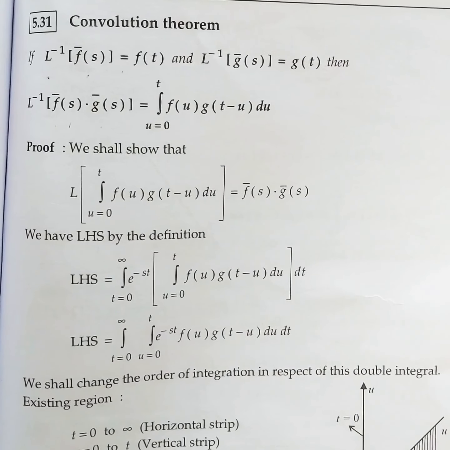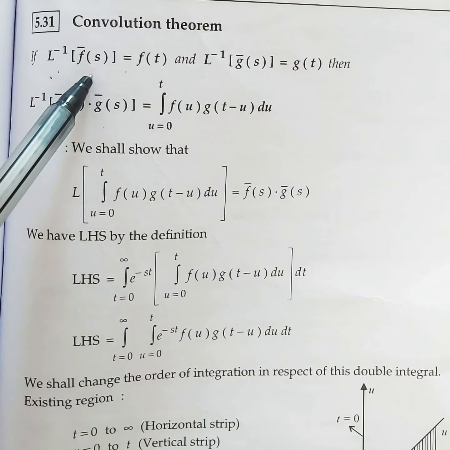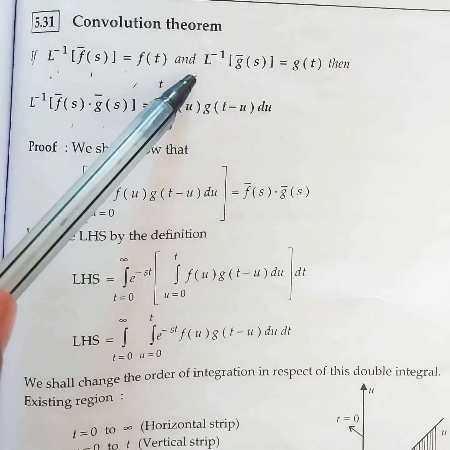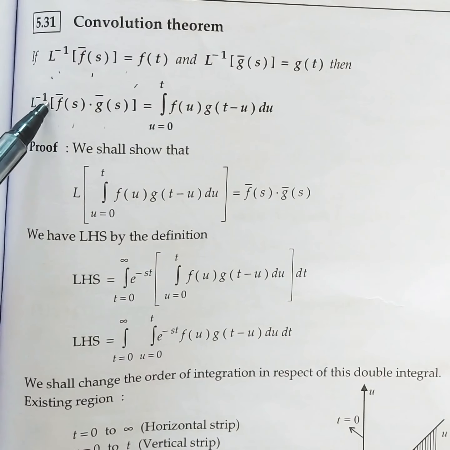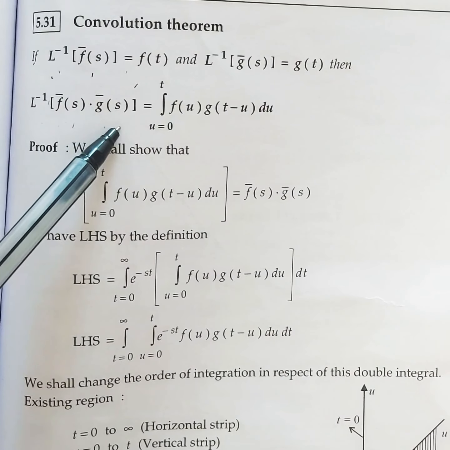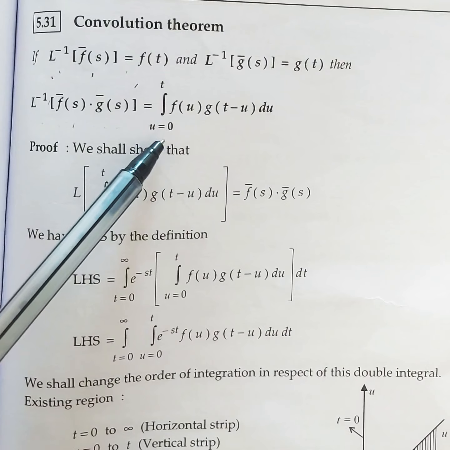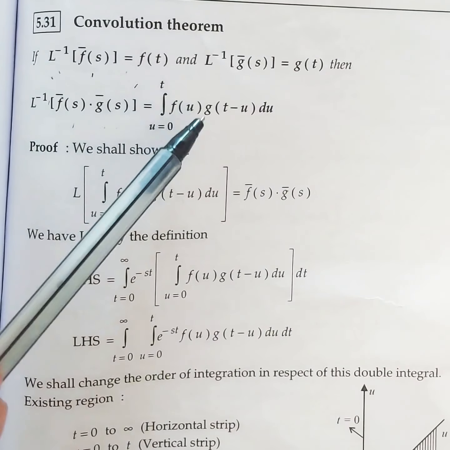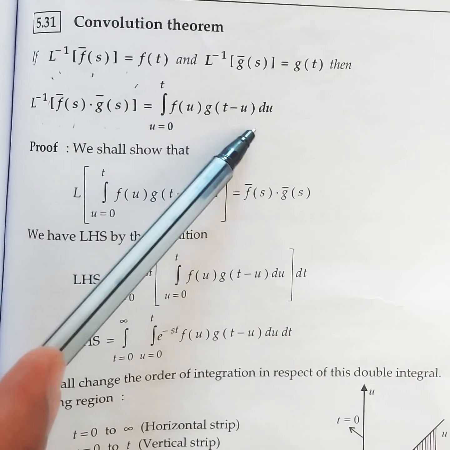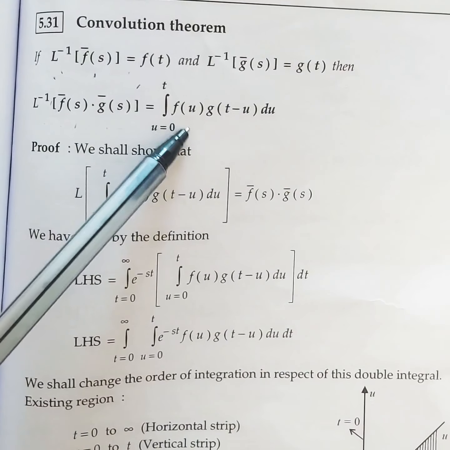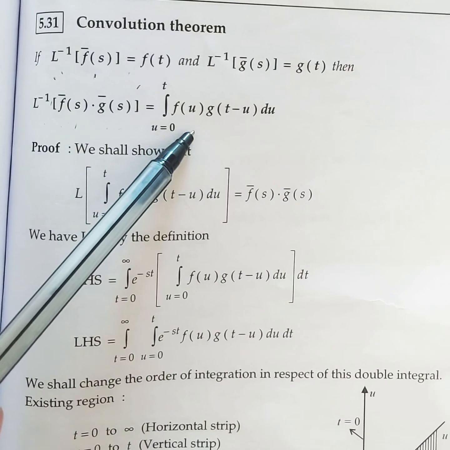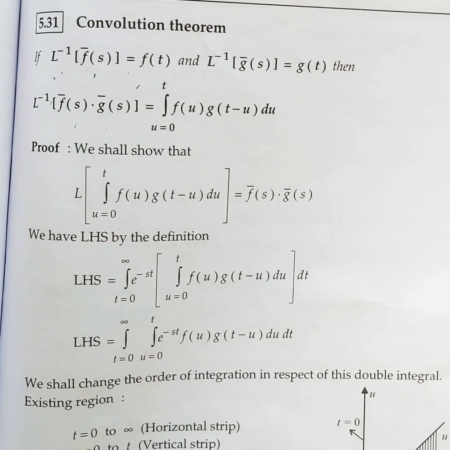And this is the convolution theorem statement. If L inverse of f bar of s is equal to f of t and L inverse of g bar of s is equal to g of t, then L inverse of f bar of s into g bar of s is equal to the integral from u equal to 0 to t of f of u into g of t minus u du. This is the convolution theorem. And we know the right hand side is nothing but f of t star g of t. We are going to prove this.